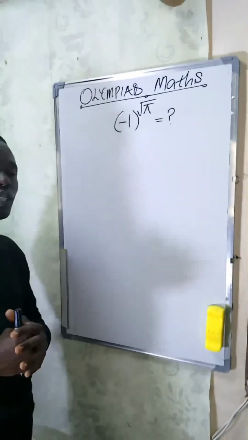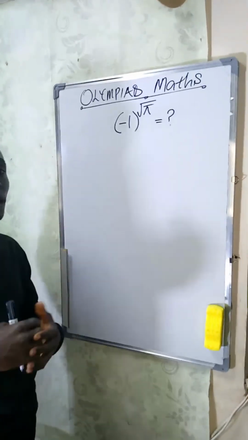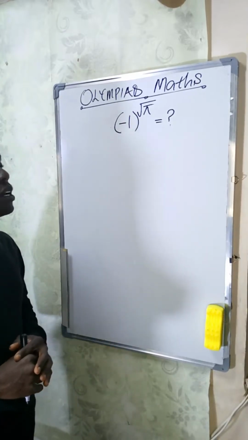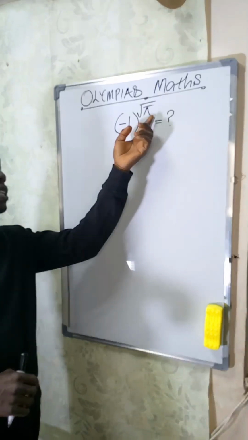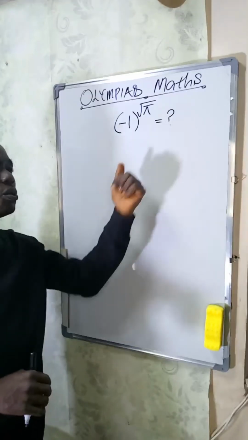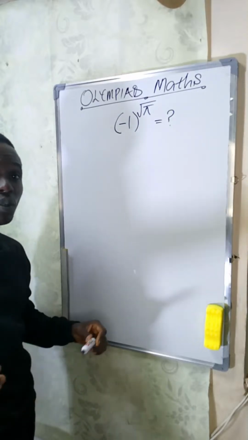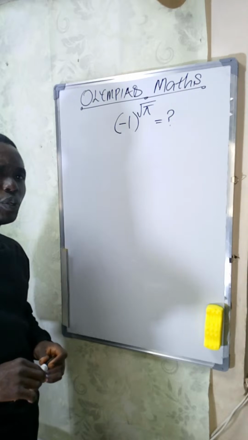Now, I saw this question very interesting, and I really want to handle it on the live class with my viewers. The question says we should find the value of negative 1 to the power of pi. Now, what will the solution of negative 1 to the power of pi give to us? This is an Olympiad exam maths question. Now, if you are asked to solve this question, what will you do?